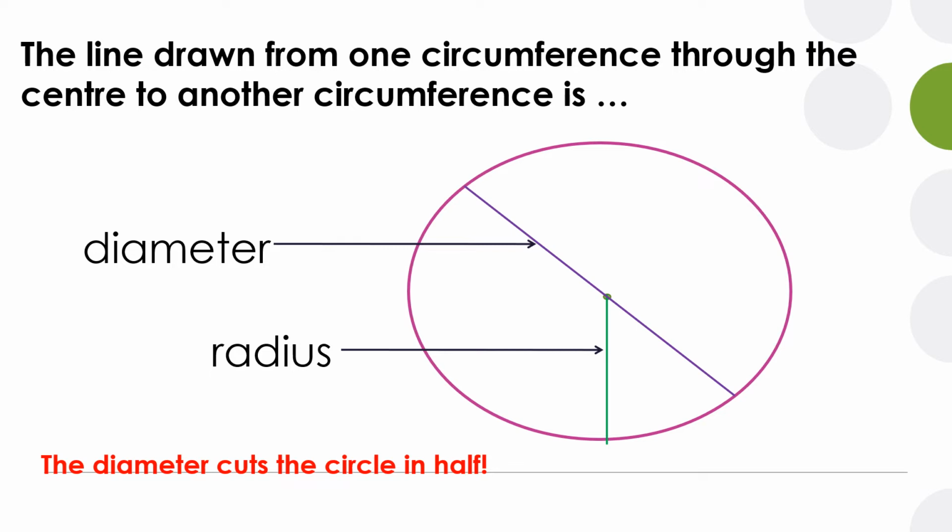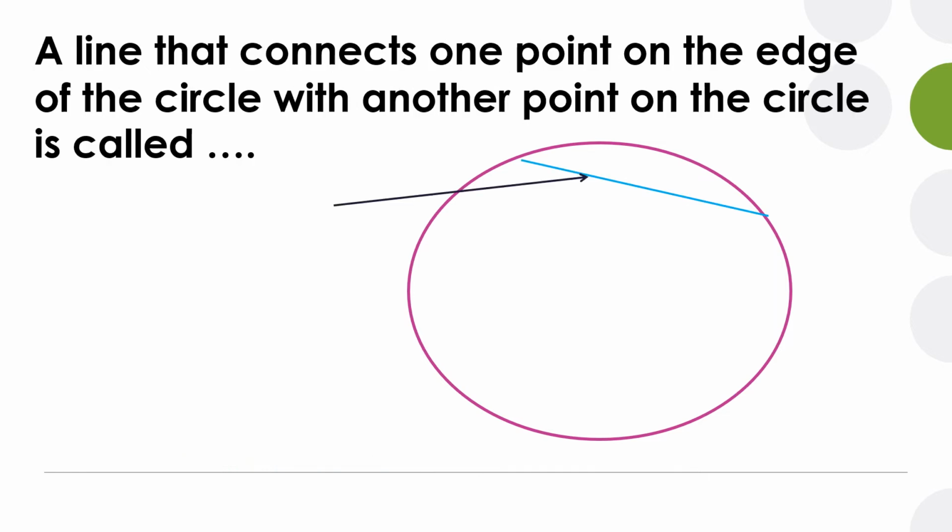If I'm drawing a line from one part of the circumference of the circle, from one side to the other side of the circle, that line has to pass through the center. Okay, again I will repeat the statement. The line drawn from one point on the circumference through the center to another point on the circumference is called the diameter. Okay, the diameter cuts the circle in halves. So this circle can be divided into two halves if you draw a diameter. Okay, so it will be divided into two halves.